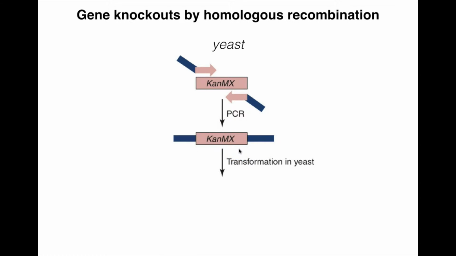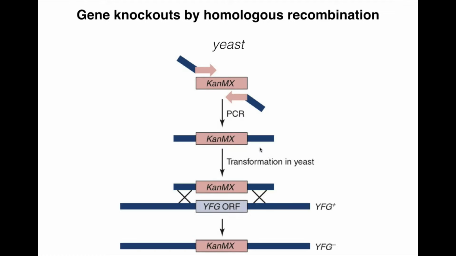And so when we put this kanamycin gene into our yeast, we wind up having some recombination here. This is to signify that there's recombination at these points. And what this winds up doing is putting in the kanamycin in place of your favorite gene's open reading frame. YFG-ORF is your favorite gene, open reading frame. So we've replaced this gene with kanamycin.